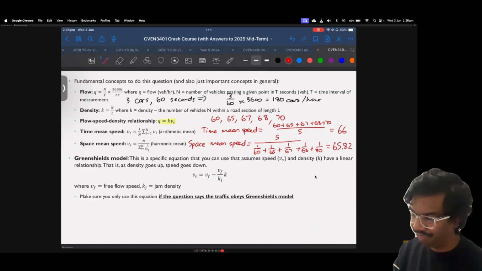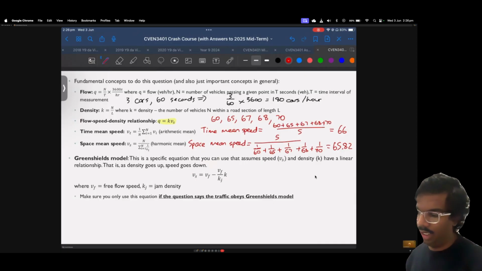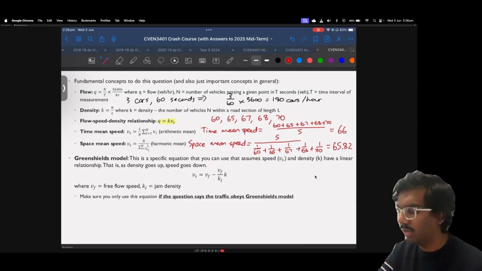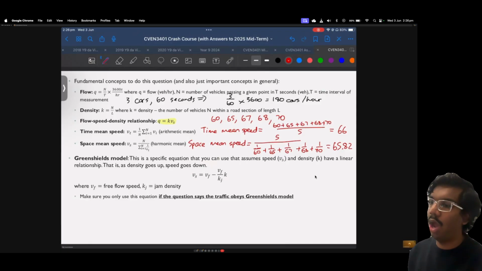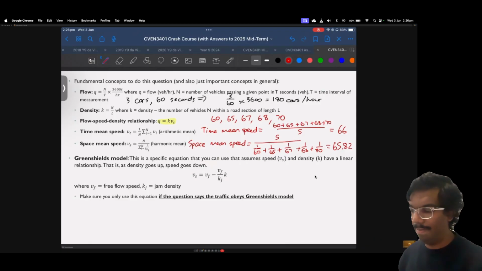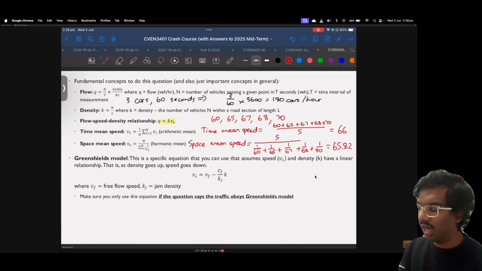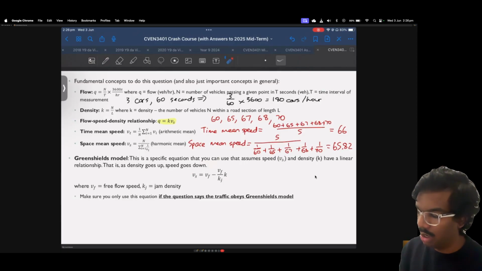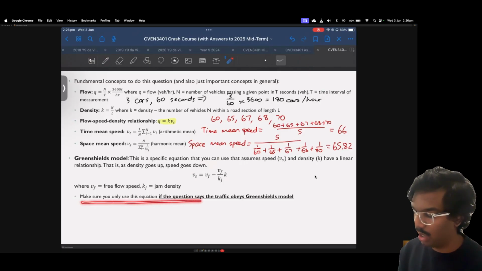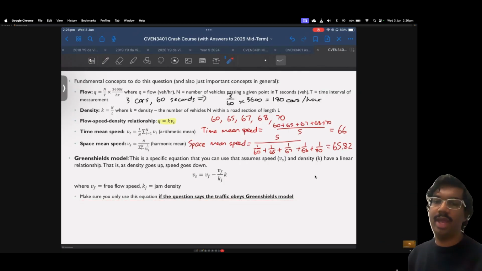Vs is just speed, Vf is free flow speed, and K is density, which basically means how many vehicles there are per kilometer, usually. So to try and understand this, and just before we do, make sure you only use this equation if the question says the traffic obeys the Green-Shields model.